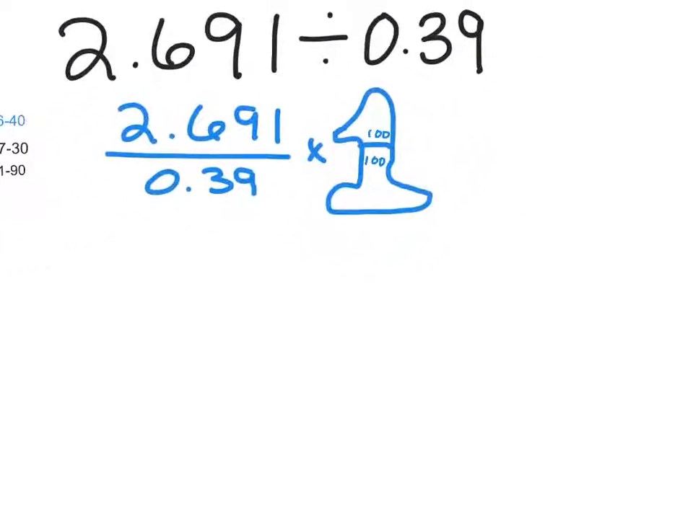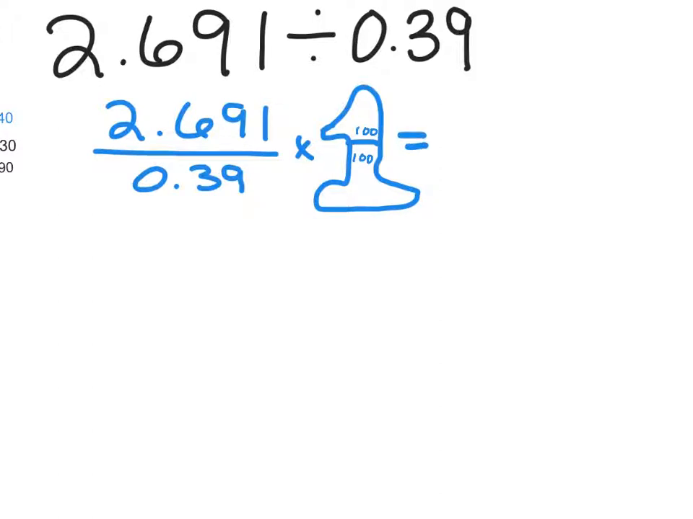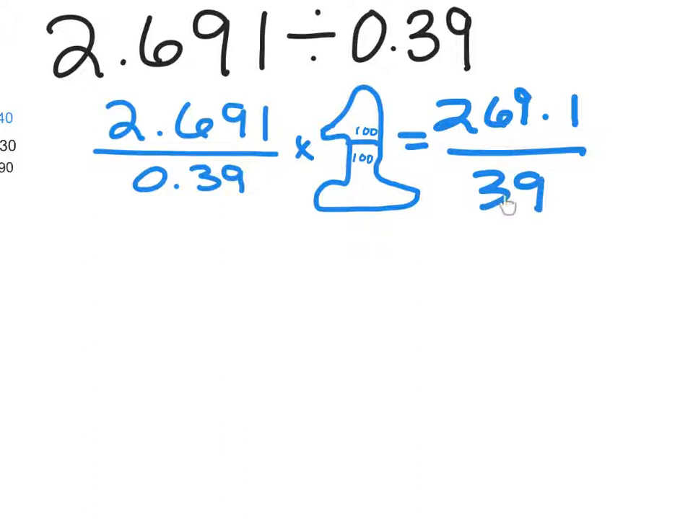Whoa, this is trying to get away from me, isn't it? So here we go, and I got 2.691 times 100 is going to give me 269.1. Goodness, I was jumping the gun there, wasn't I? And then I got 0.39 times 100 is going to give me 39. And bam, there you have it. My divisor, which is the same as your denominator, my divisor is a whole number, and that is what I was looking for in this division problem. So now I have 269.1 divided by 39.